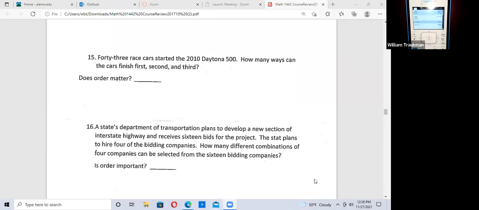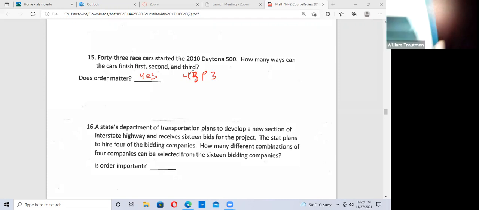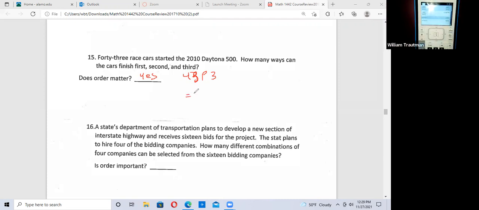So we already said, does order matter? Yes. And we did 43P3. And we get 74046. This is how many ways a car can finish first, second, and third.